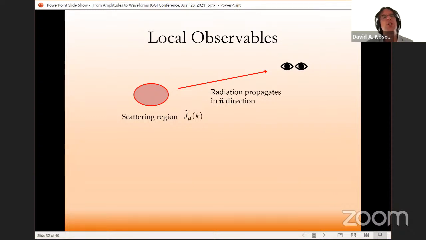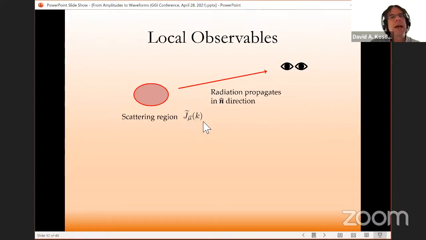There's some radiation that propagates, and we have a scattering region in the same sort of spirit that Ashoke Sen talked about. Then there's some scattering process, and then there's some merger process, and then there's some radiation that propagates in some direction, and then we have an observer that's looking at that radiation either directly or using phototubes or using very sophisticated gravitational wave detectors.